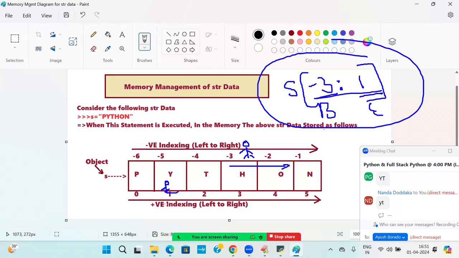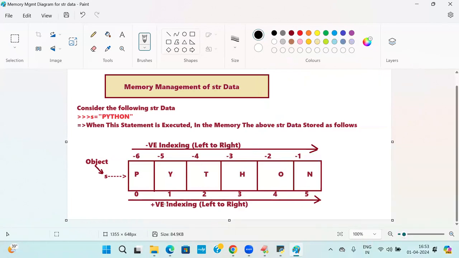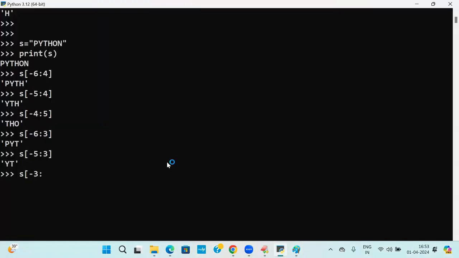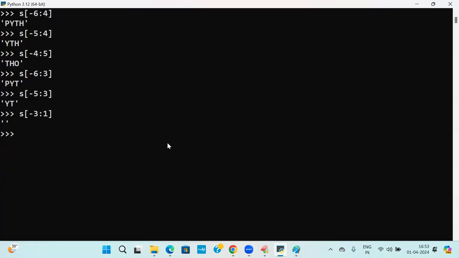To understand such a type of thing, you have to draw the diagram and see. Beginning from where? Minus 3. Moving in which direction? Forward direction. Not looking back. But my ending person is standing behind me. When he's standing behind me, can I see that? No. I have to see only the forward person. What is the answer, students? S of minus 3 colon 1. What is the answer? Empty.